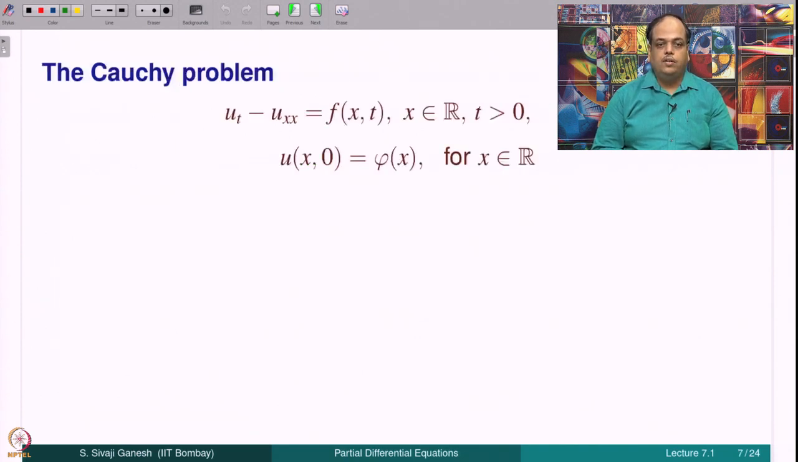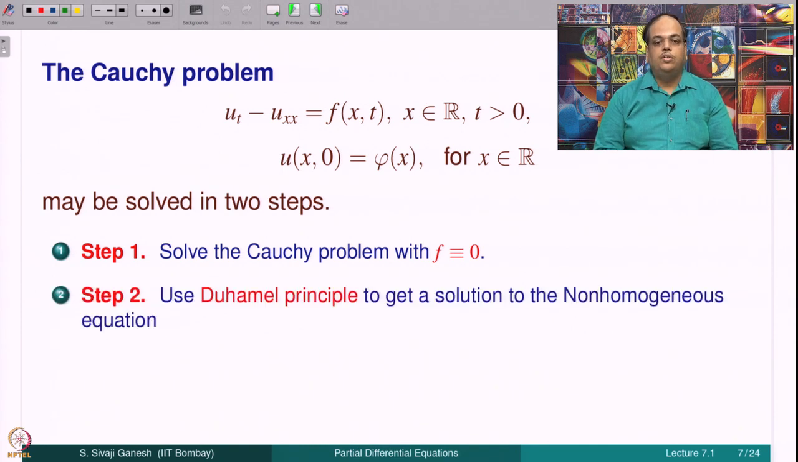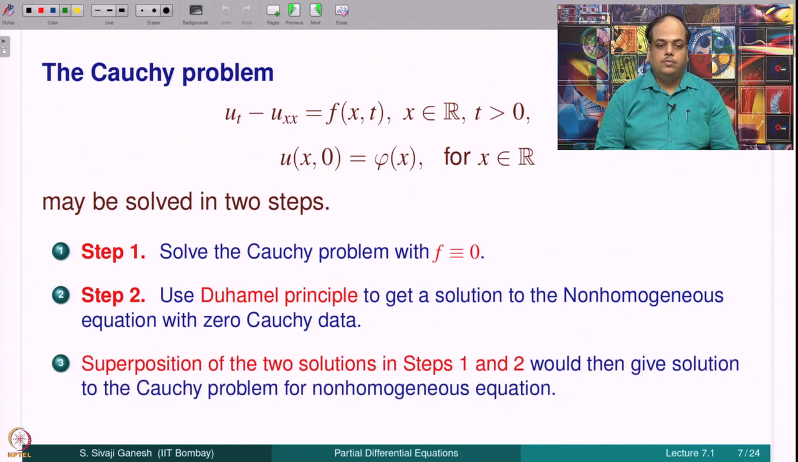So, the Cauchy problem u_t minus u_xx, we may call this the heat operator H of u equal to f of (x, t) and u(x, 0) equal to phi of x on appropriate domains, x belongs to R, t positive here and x belongs to R here, may be solved in two steps. Step 1, solve the Cauchy problem with f identically equal to 0. Step 2, use the Duhamel principle to get a solution to the non-homogeneous equation with 0 Cauchy data. And superposition of the two solutions obtained in steps 1 and 2 would then give the solution to the Cauchy problem for the non-homogeneous equation.